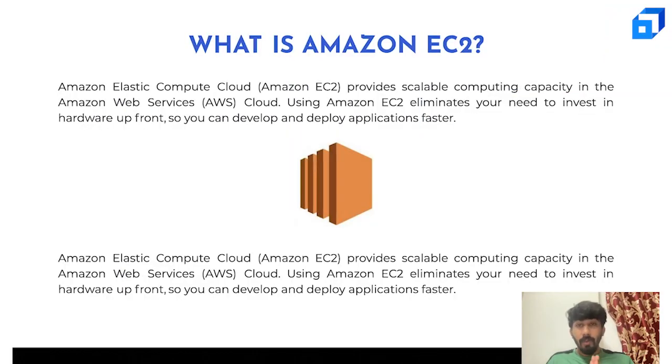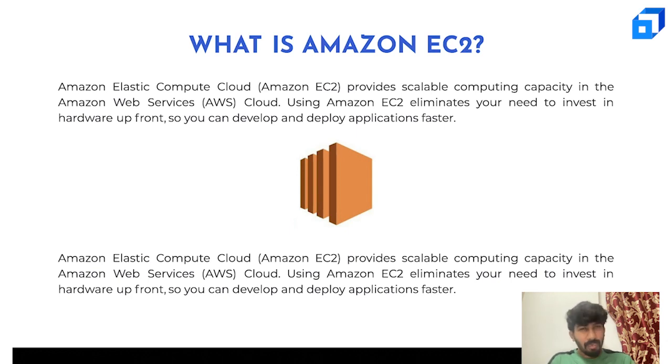So let's start with what is Amazon EC2. Amazon Elastic Compute Cloud provides scalable computing capacity in the Amazon Web Services Cloud. Using EC2 eliminates your need to invest in hardware upfront, so you can develop and deploy applications faster. To put it very simply, EC2 is a service which provides you servers. You can create any kind of server you want on the AWS cloud and start using it whenever you want to. You don't have to wait for someone to buy hardware.